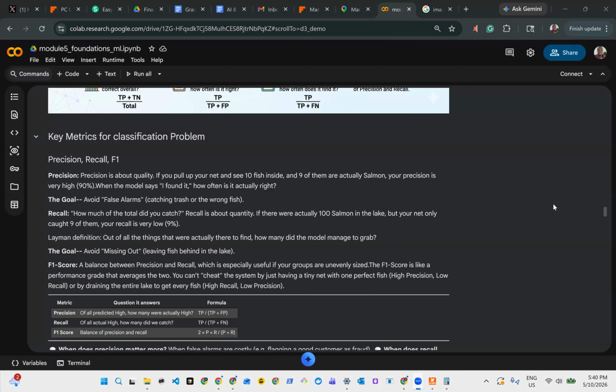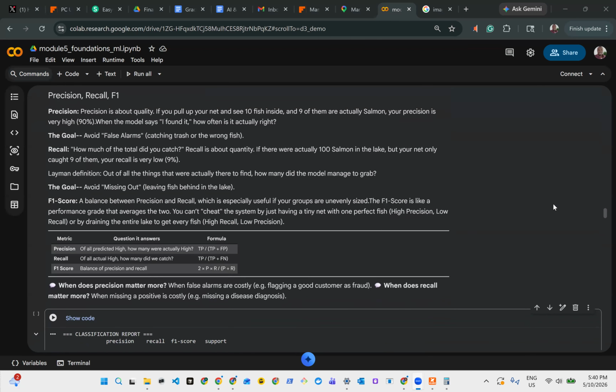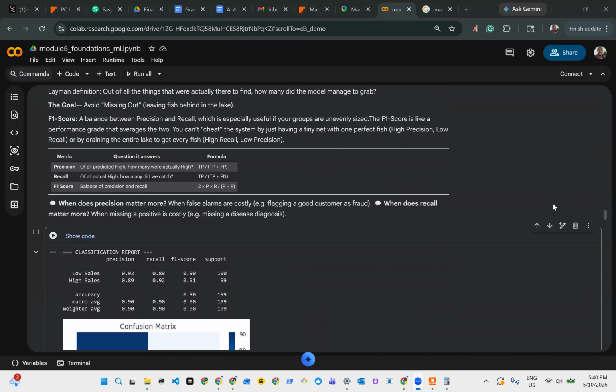so high precision, low recall, or draining the entire lake to get every fish, high recall, low precision. I know this is pretty much an introduction, so I'm not expecting you to catch this once and for all, because myself, I never caught it even after 3 or 4 attempts. So just get a hang of this at first, then develop your knowledge on this as you go on.